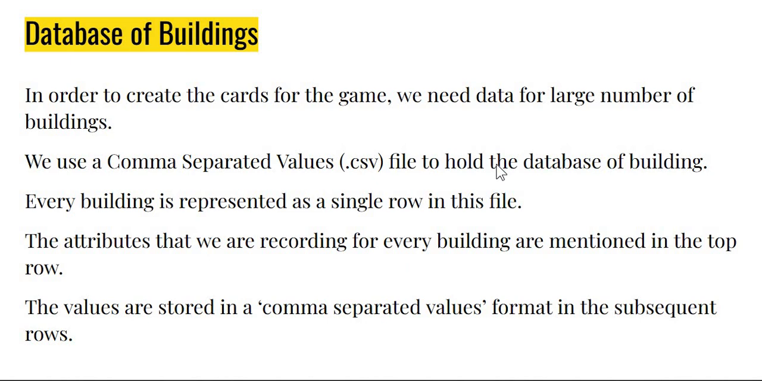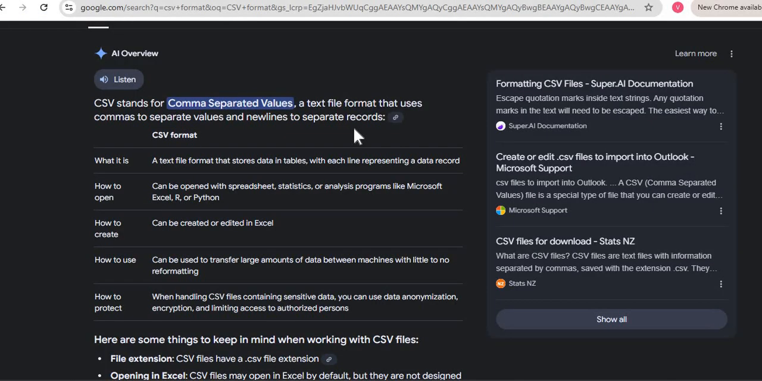Now, before getting into how we process the CSV file and get the data out of it, let's spend a little bit of time trying to understand what CSV means, why it is useful, how we can ourselves create it, and where, for this project, we can get this data. I just did a quick Google search, and like I said, CSV stands for comma separated values. It's a text file format that uses commas to separate values and new lines to separate records. Basically, in our case, every new line would be a new building, and within that line, there will be separate attributes of the building separated by a comma.